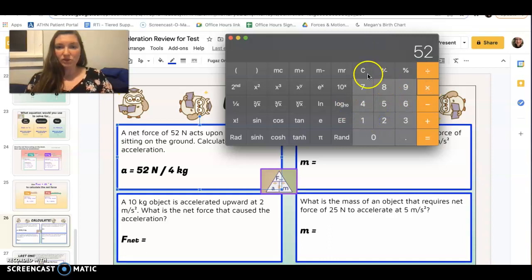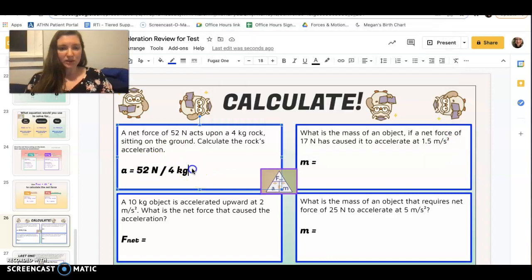52 divided by 4 is going to be 13 meters per second squared. A equals 13 meters per second squared.